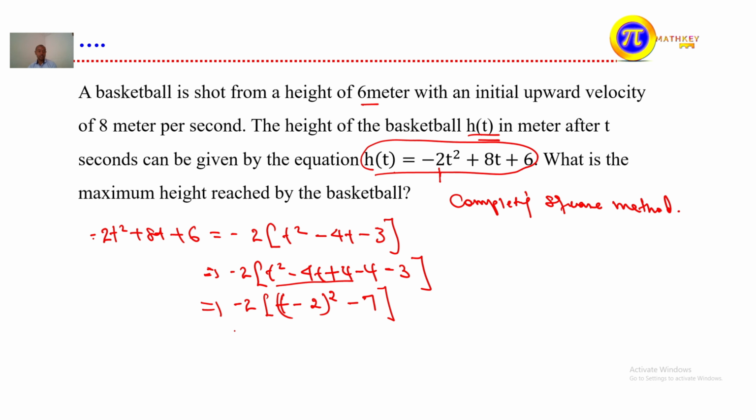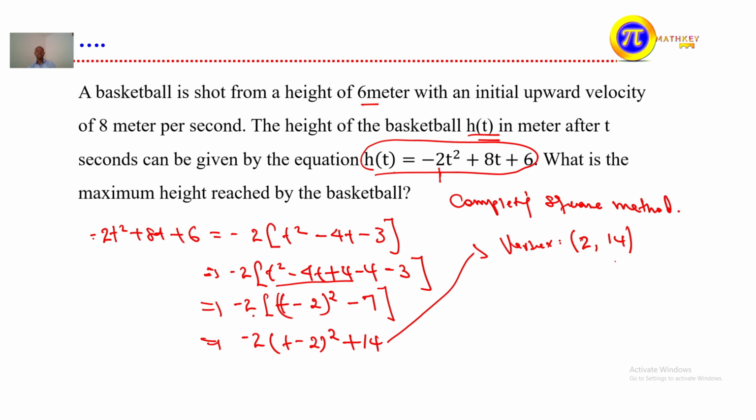When it comes to here, we distribute negative 2 in both cases, which implies negative 2 into (t minus 2) the whole square. Negative 2 times negative 4 is plus 8, that is 40. It is easily verified that the vertex is (2, 40).